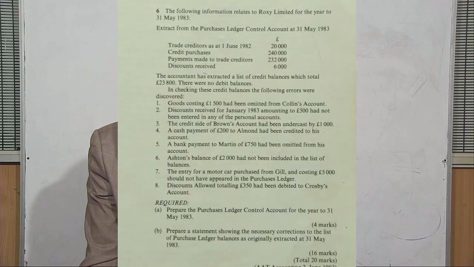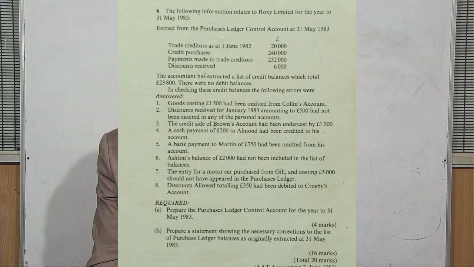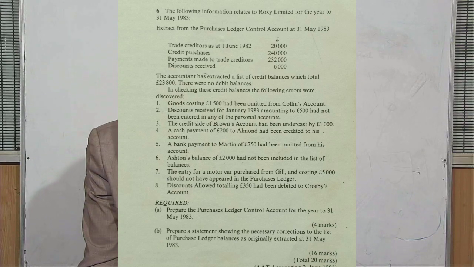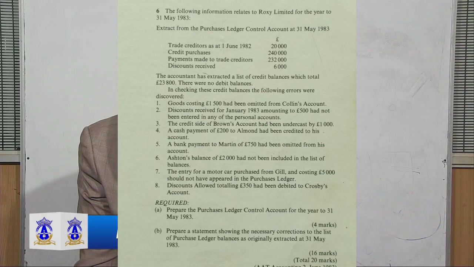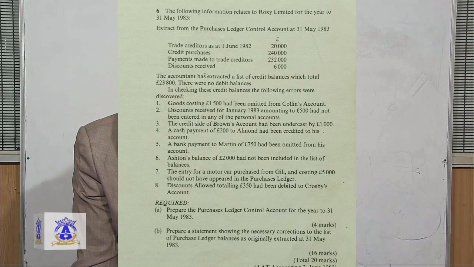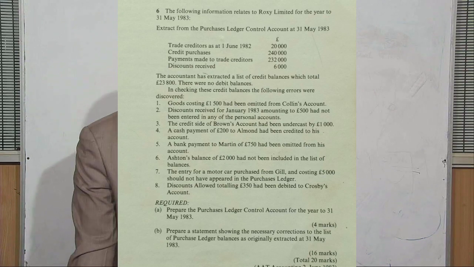So the purchase from Jill costing 5,000 should not have appeared in the purchases ledger. They are correct. Then discounts allowed totaling 350 had been debited to the cross-based account. Required: we are supposed to prepare the purchases ledger control account for the year ended May 31st 1983, and a statement that shows the corrections that need to be done.